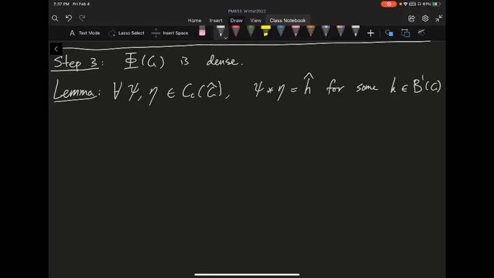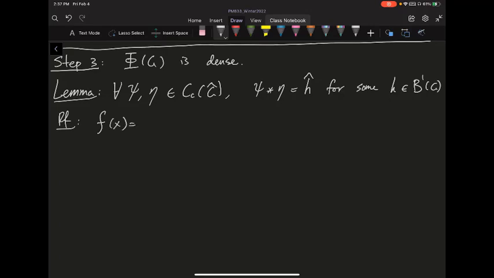Suppose I have two compactly supported functions called psi and eta. Then if you do their convolution, this convolution is going to be the Fourier transform of some B1 function, okay? To prove this, first of all, I have two functions on G hat. So let's convert them back to functions on G by doing the inverse Fourier transform.